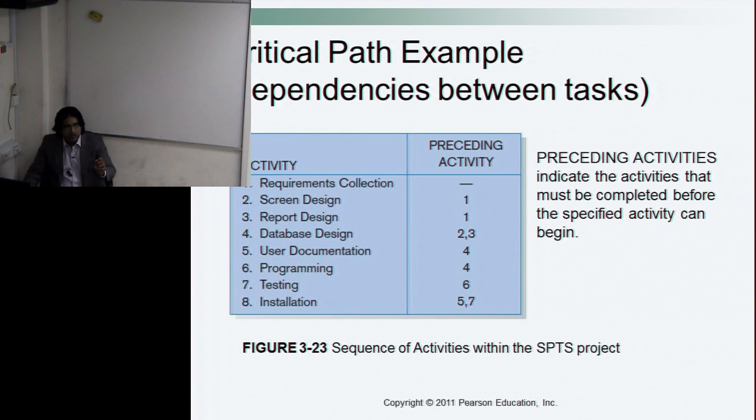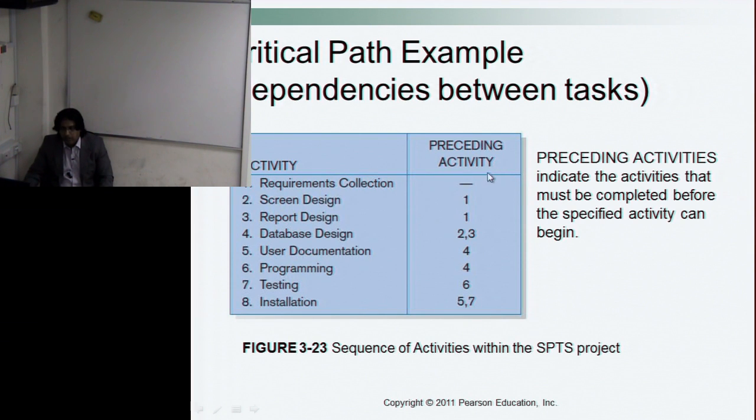So this report or any other similar reports do have some contents on them. So we need to design them, that is, what information should be displayed, in what order, in what sequence, and so on. Then database design is dependent on activities 2 and 3. Documentation activity is dependent on activity 4. Programming also on 4. Testing depends on 6. Installation depends on 5 and 7.